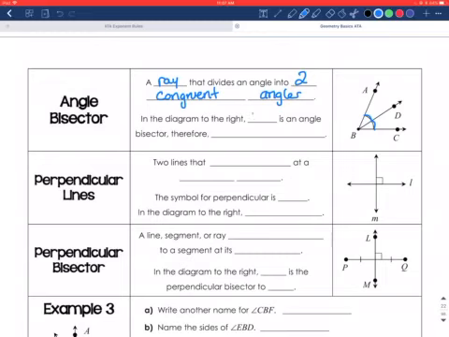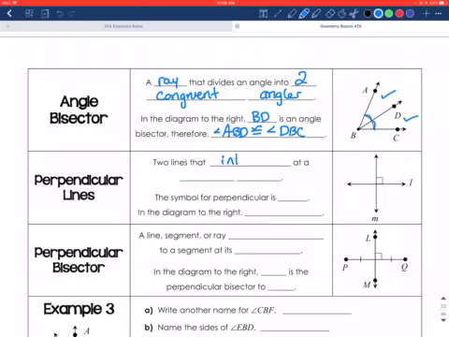In the diagram to the right, BD is that angle bisector. That's the ray. That's the angle bisector. Therefore, the two angles that are congruent are ABD, this first one, which is congruent with angle DBC, the second one. All right, so they're congruent, their measures are equal.